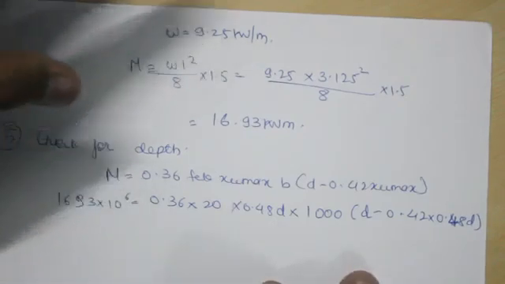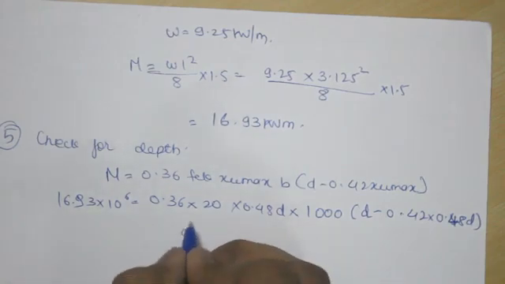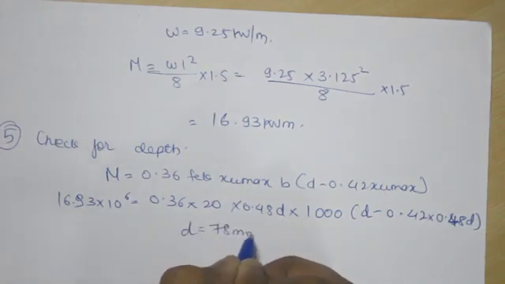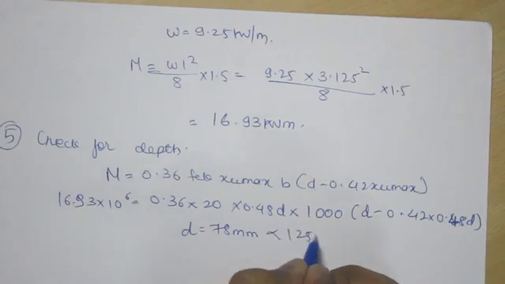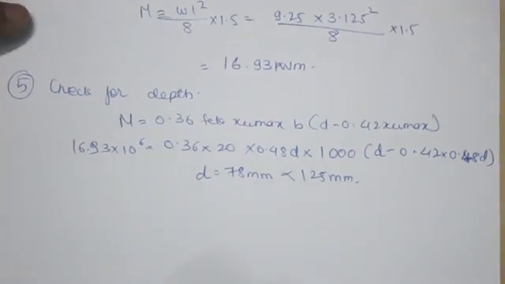So everything is given, only the value of d is unknown. If we put all of this on the calculator and solve for d, we will get d as 78 mm, which is less than 125 mm, which we assumed earlier. So your slab is safe in this condition. So after this, the next step would be to calculate the area of tension steel.